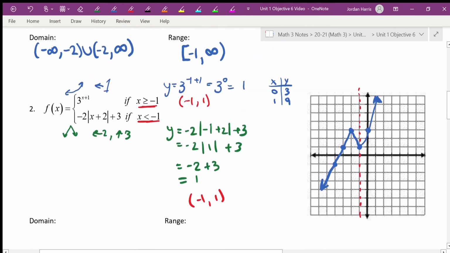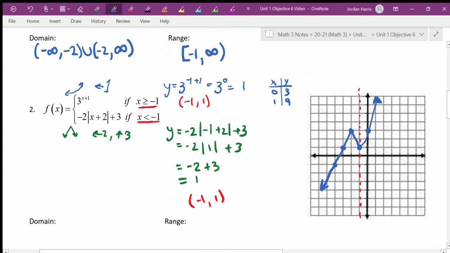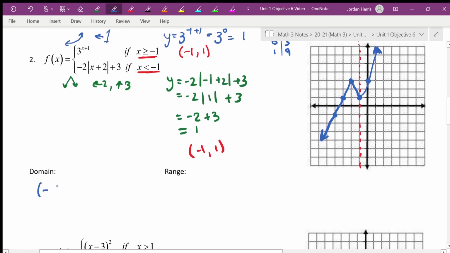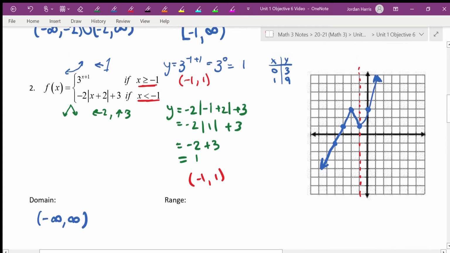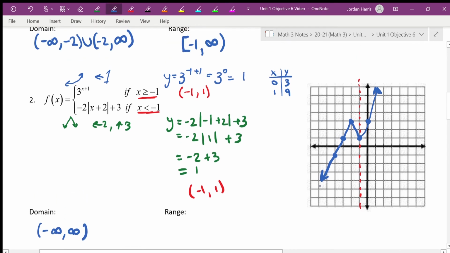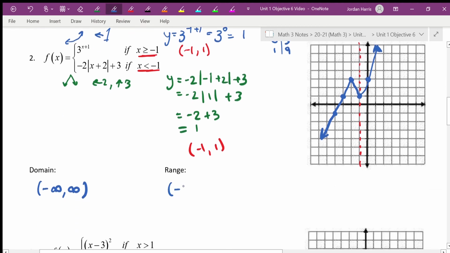That's my function. So my domain, I'm going left forever, right forever. My range, I'm going down forever and up forever. And notice it's continuous. There's no holes or anything like that. So it's negative infinity to infinity for both.